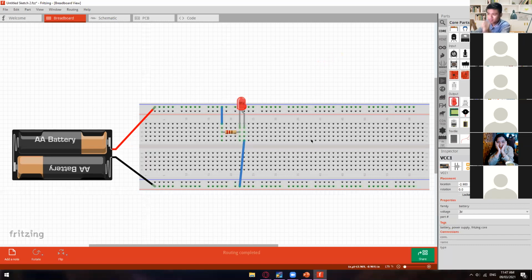Like what is this pin? What is the second pin? What is the third pin? What is the fourth pin? And so on and so forth. Okay.